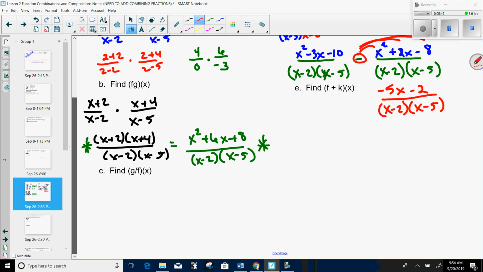C down here, we have g divided by f. G is x plus 4 divided by x minus 5, all of that divided by f, which is x plus 2 divided by x minus 2. Notice when I did this, I made a big fraction bar to separate the original function g and the original function f, so we know what we're dividing. We're taking g, which is the top fraction, divided by f, which is the bottom fraction.